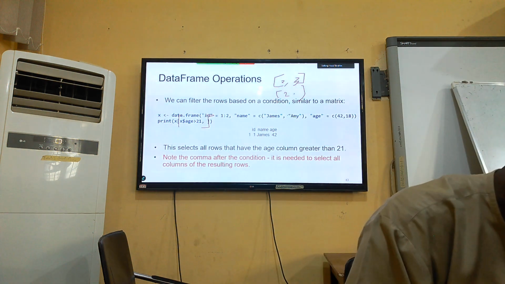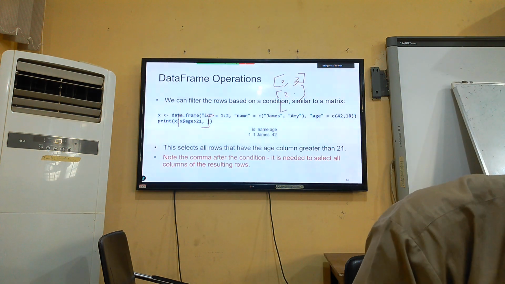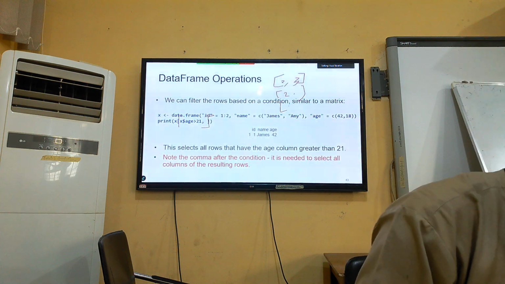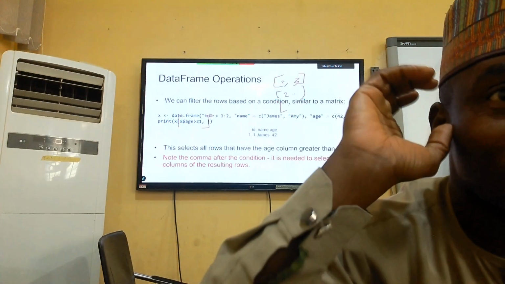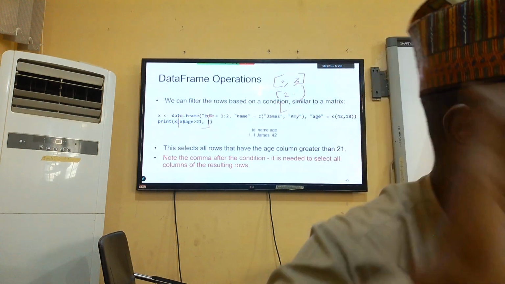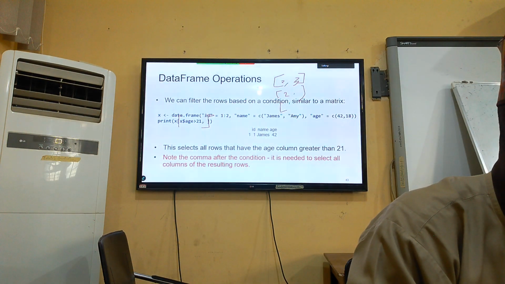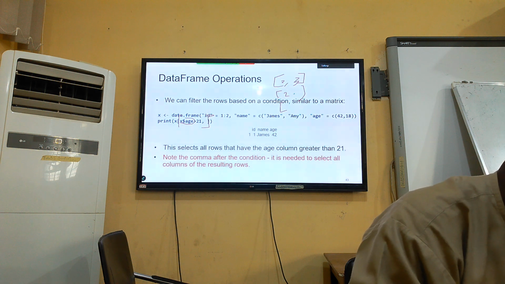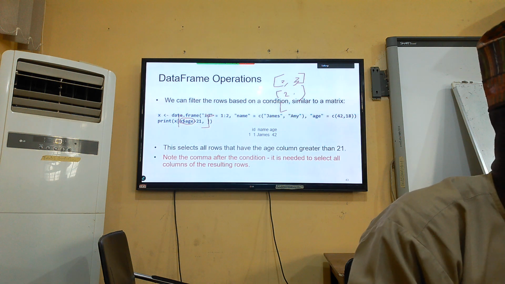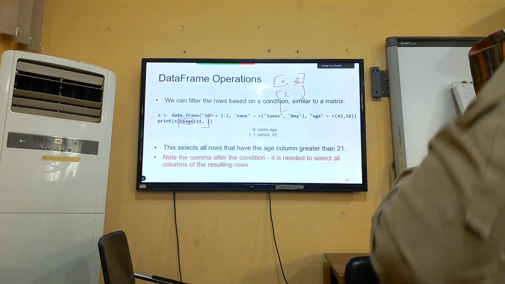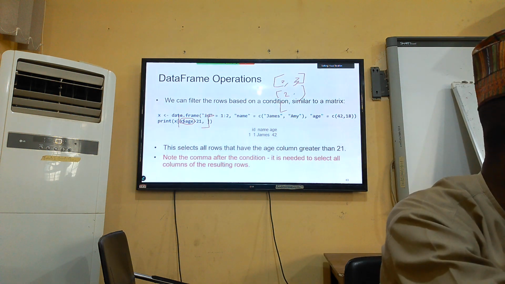So this time around, I don't want to get the third row, or the second row, or the fifth row. I want to get all the rows based on a condition, isn't it? And the condition says that, for every row, check the age column. Is the number there more than 21?